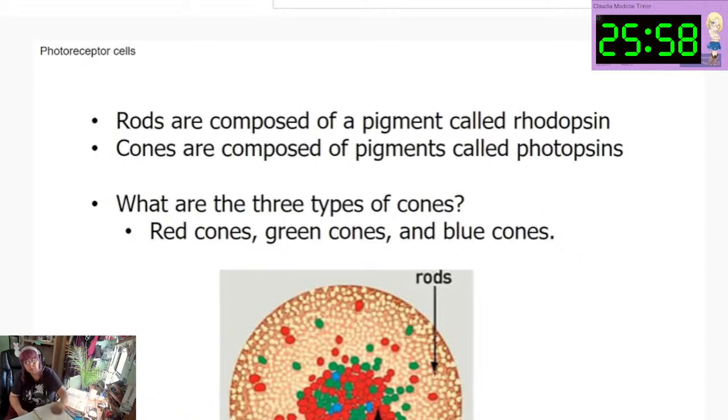So rods have a pigment called rhodopsin, and cones contain pigments called photopsins. There are 3 different cones, each with different types of pigments that absorb different wavelengths of light. So we say that there are red, green, and blue cones, like we see in this picture, and they respond to particular wavelengths of light.